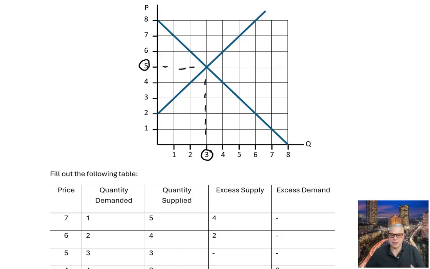So we say the market clears at the price of 5 and a quantity of 3. And that means that all the people who would like to have the good and can pay the market equilibrium price, they get to buy the good. And all the firms that are able to supply the good at the price of 5 or less, they will get to supply the good. That's a market equilibrium.